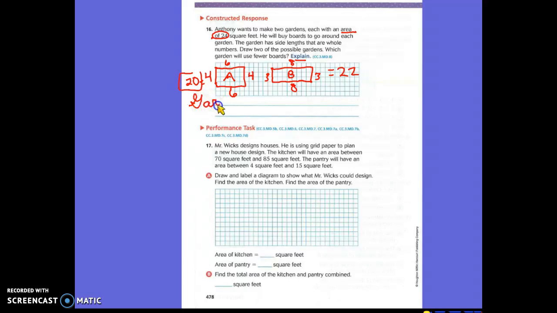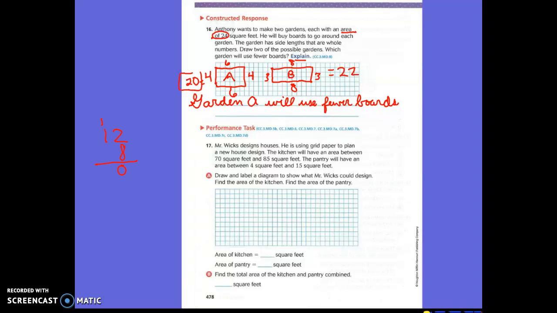Garden A will use fewer boards. Are we still going to write the capital A in here? Yeah, you can write it. Okay, garden A will use fewer boards.